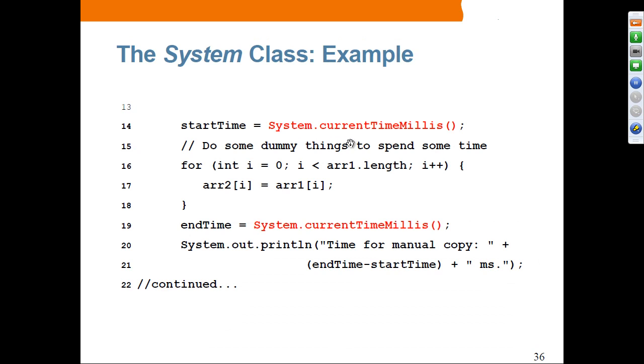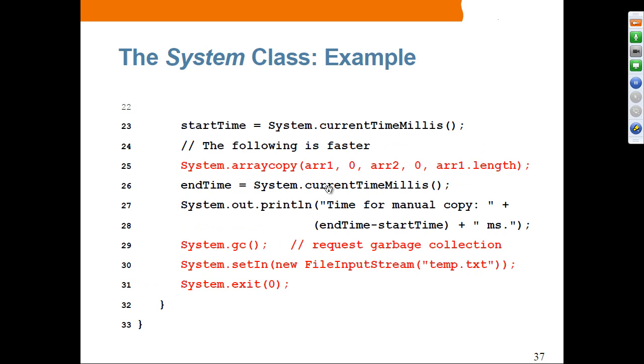So this is a case where we get the current time in milliseconds, do some dummy things to spend some time, and get the time again, and we can see how much time has passed. This is for doing array copy, so this is a lot more optimized. And this is for requesting garbage collection. And this is for setting the input device. Basically, I like to read things from this file rather than from console or keyboard. And this is for setting output. We haven't talked about input and output streams yet, so we'll have a session on that later on.